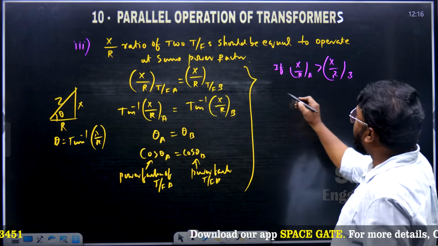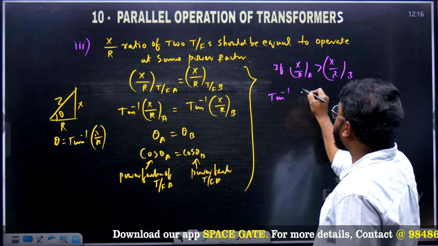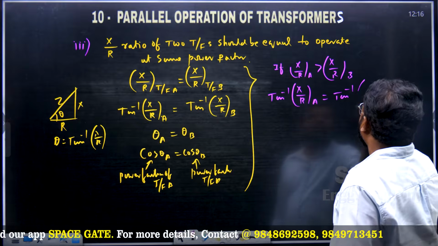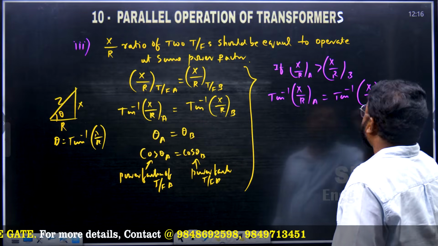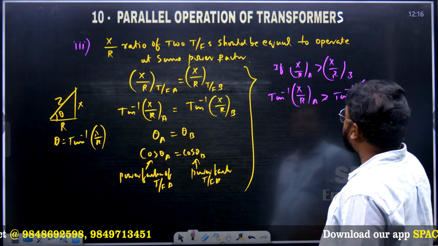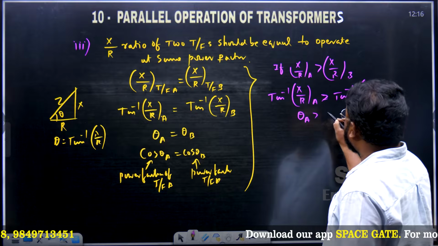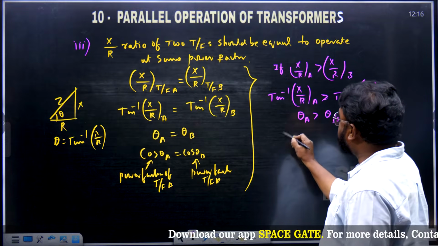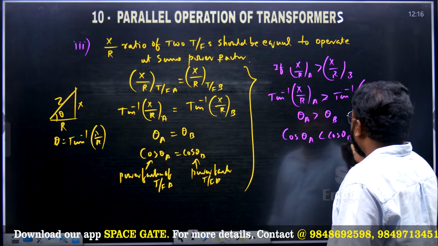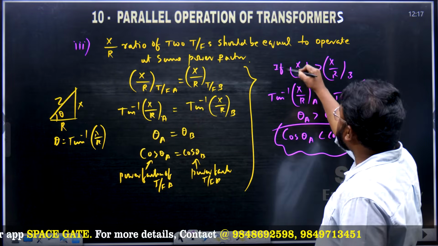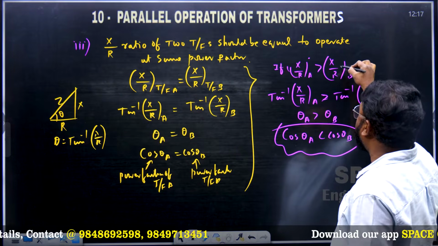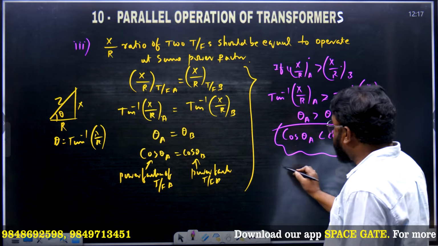అప్పుడు x by r ratio అంటే let us take tan inverse on both sides. The x by r ratio of transformer A is equal to tan inverse of the x by r ratio of transformer B. So when the x by r ratio is greater, theta A is greater than theta B. So it means that cos theta A is less than cos theta B. So what is the conclusion? High x by r ratio means the power factor is low, and low x by r ratio means the power factor is high.